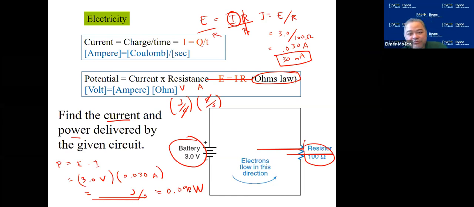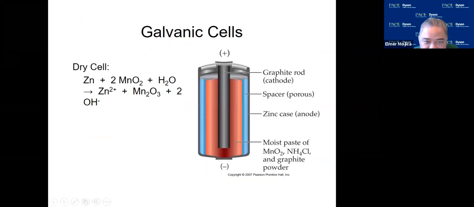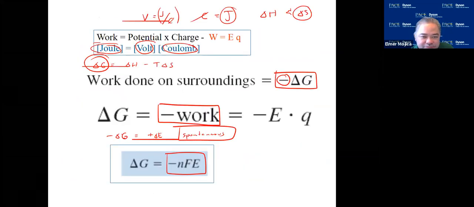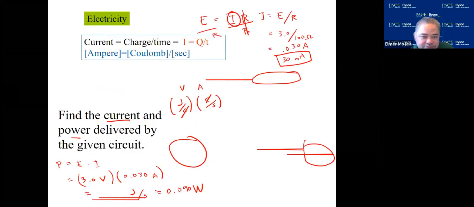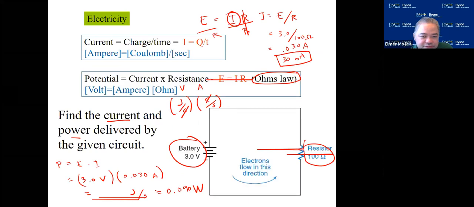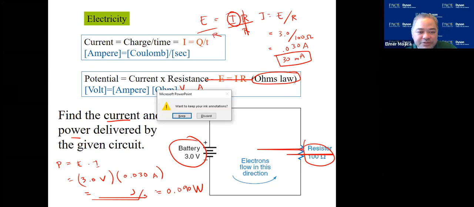Now you may ask yourself, what is Ohm's law? I think I have the next slide, a picture. Oh, I don't have it here. Okay. This is on how the Ohm's law is related. I'm trying to find the thing there.